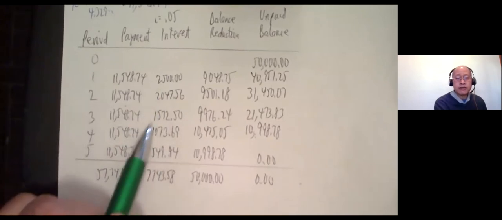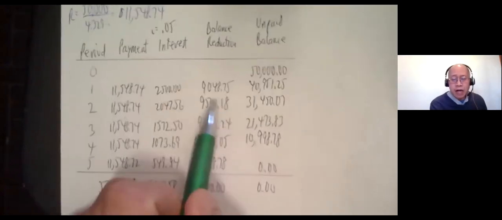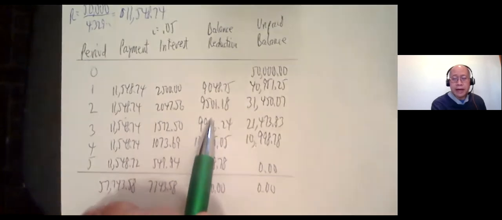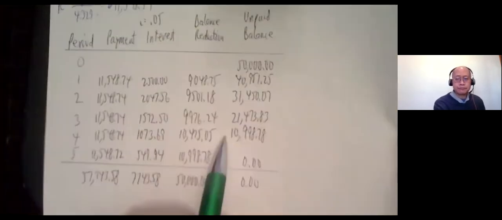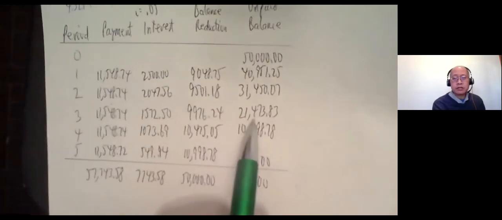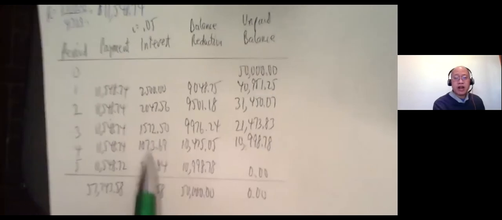2,500, 2,000, 1,500, 10, 5. And so, yeah, it looks like the amount of interest you're paying is about 500 less, which means that's how much more you get to reduce the balance by, because as time goes by, you owe less and less money. Okay, 21,473.83. Okay, take 5% of that.